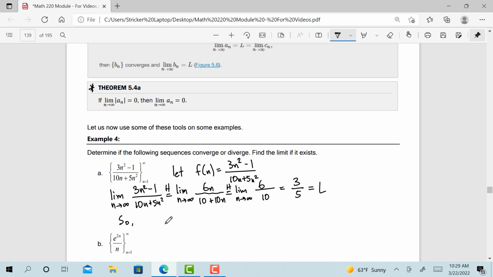We can say, so that particular sequence, 3n squared minus 1 over 10n plus 5n squared, what can we say about that sequence? That sequence converges by the theorem we were just talking about, by theorem 5.1. Because we showed the function approaches some finite value, that means the actual sequence itself converges.